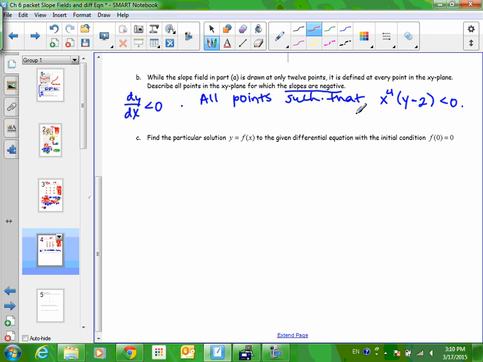This one's even more obvious, I think, than the other one. If x to the 4th times x minus 2 is less than 0, okay? And some of you, nobody in here said this, but some of you might have been thinking, let's just list out the points where the slope was negative. But remember, we're talking about the entire slope field, not just the little portion that we did. Okay? What has to be true about x? X to the 4th is always positive, right? Except for one tiny little situation. When x is 0. So x cannot equal 0.